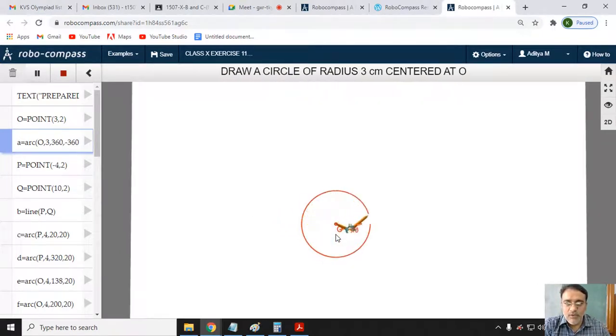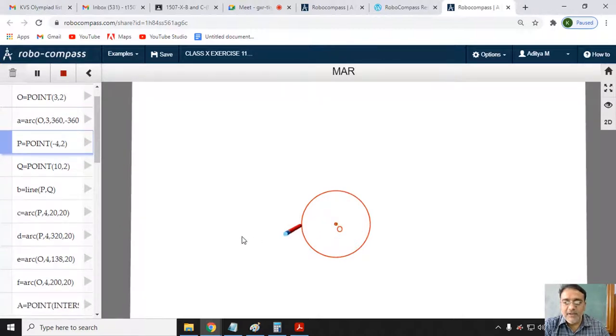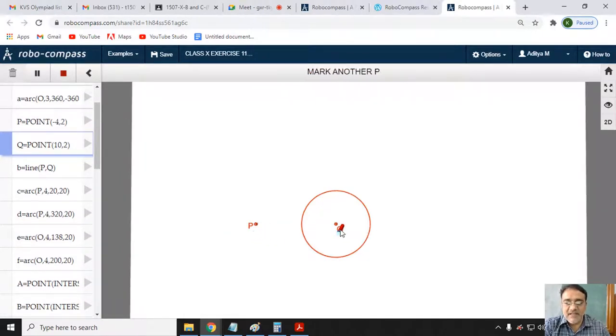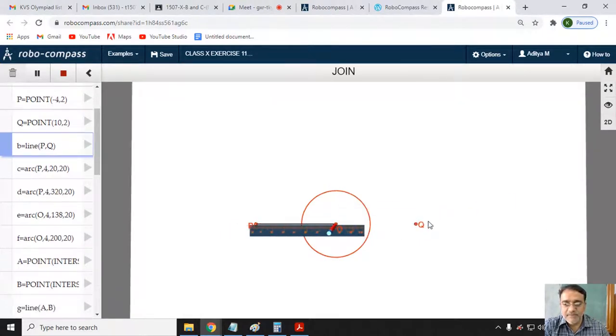Now what we will do, we will take points P and Q on its extended diameter, which is 7 centimeter from the center O. This is the diameter and we extended it up to P and Q. Right?